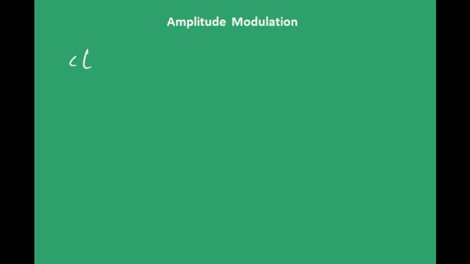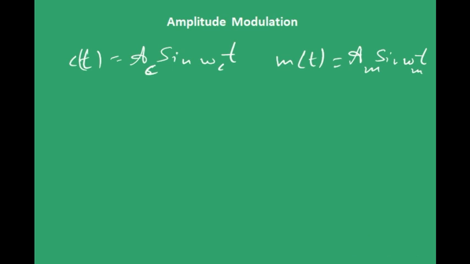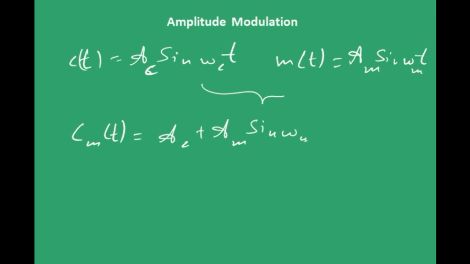If this is your wave, c(t) is equal to Ac sin(omega c t), and you want to modulate it with another wave, let this modulating signal be Am sin(omega m t). When you superimpose these two, you're going to get the modulated wave as cm(t) equal to (Ac plus Am sin omega m t), and this is to be multiplied with sin omega c t.